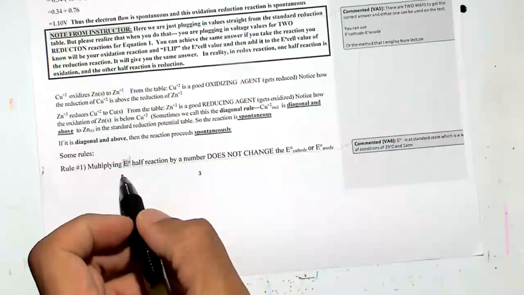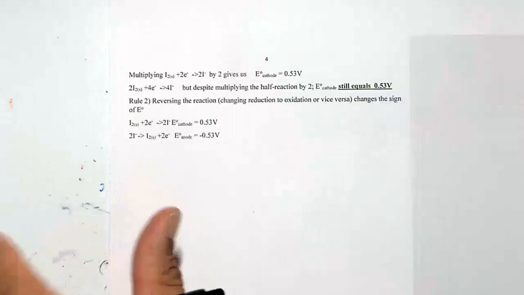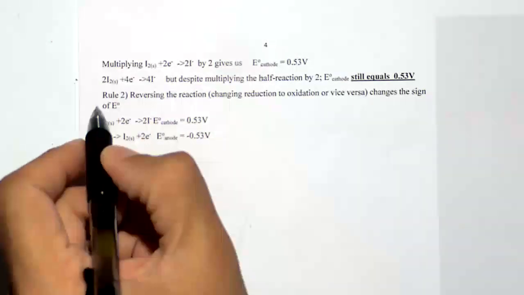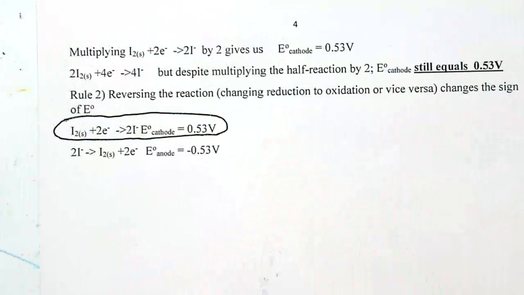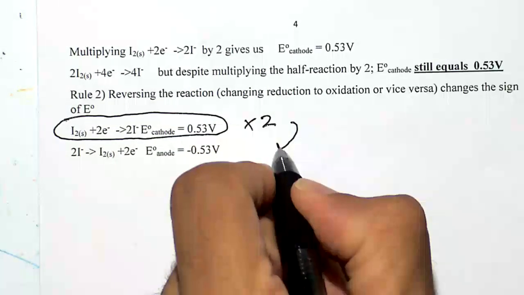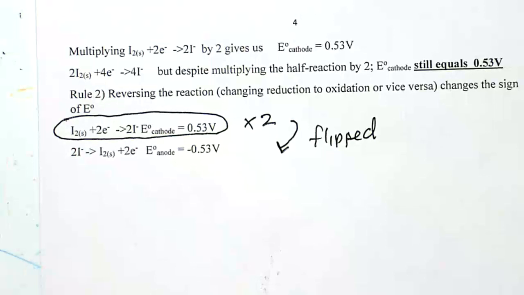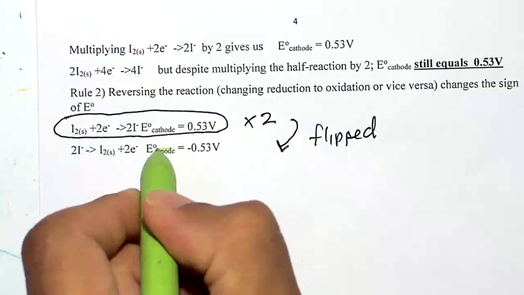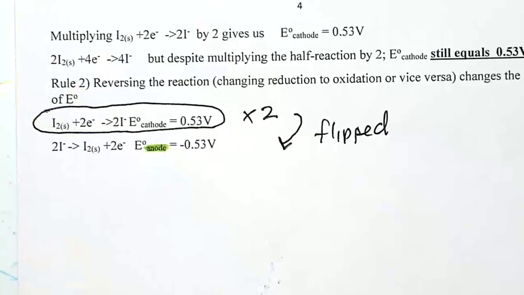I think we also mentioned this rule here. If you multiply this half reaction by a number, what happens to the voltage? It does not change. Okay, so as an example shown to us on page 4, we take this half reaction, which was taken from the table, and what I did was I multiplied it by 2. And not only did I multiply it by 2, but it looks like I flipped it. So first of all, by flipping it, it's no longer the cathode, but what is it? Anode. And I multiplied by 2, but what has happened to my voltage?